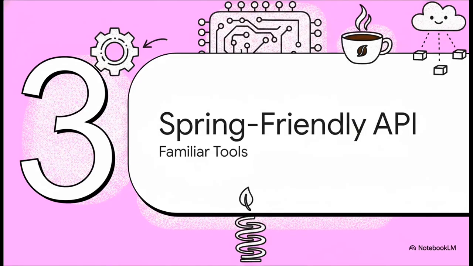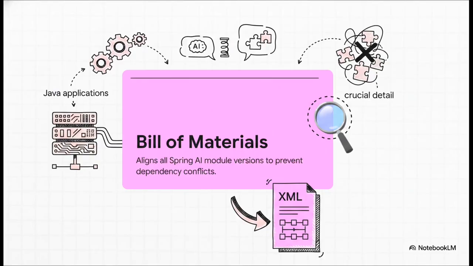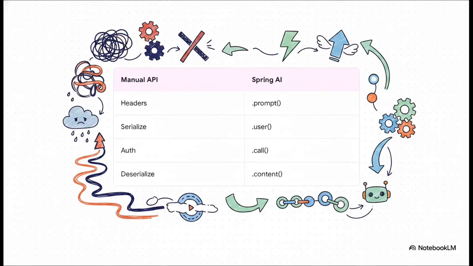Which brings us to Section 3, the Spring-friendly API. So you head over to start.spring.io, and you'll want to select Java 21 and Spring Boot 3.4.x. But wait, there is a super crucial detail here that trips up almost every developer their first time out. You absolutely must manually add the BOM, the bill of materials, to your pom.xml file under dependency management. This BOM aligns all the various Spring AI module versions. If you skip this, you're going to run into dreaded errors like ChatClient.builder cannot be auto-wired, all because of version conflicts.